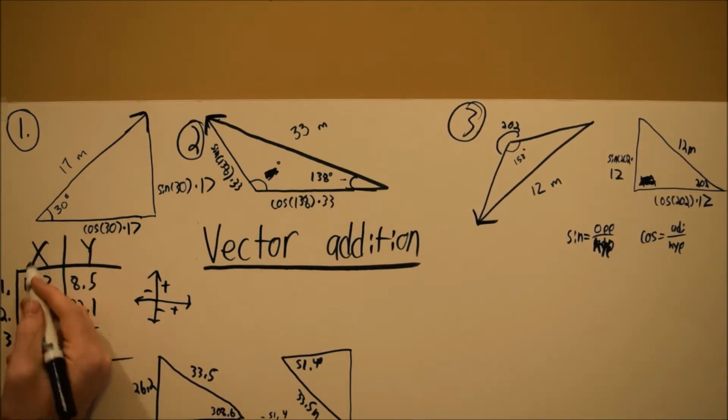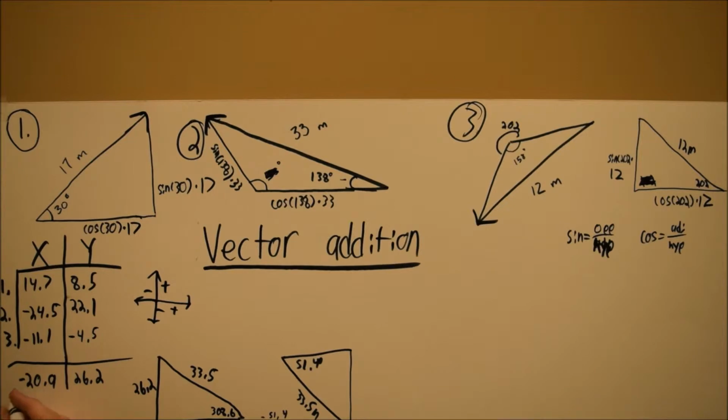From there, you add your variables together, and you get negative 20.9 for the x direction, and 26.2 upwards, positive. So you put this into another picture, because pictures are your best friend, and you get negative 51.4 degrees if you find the tangent, and yeah.